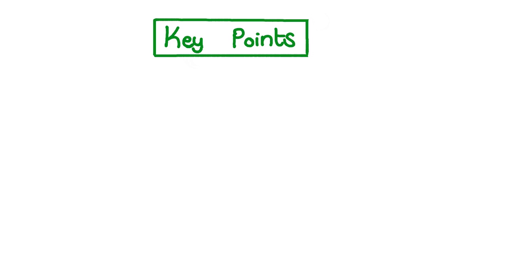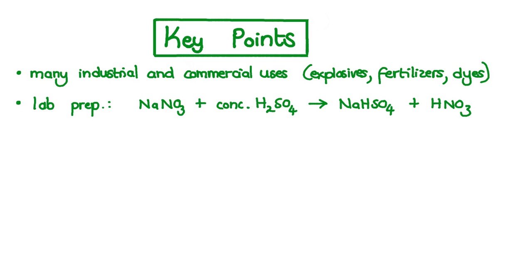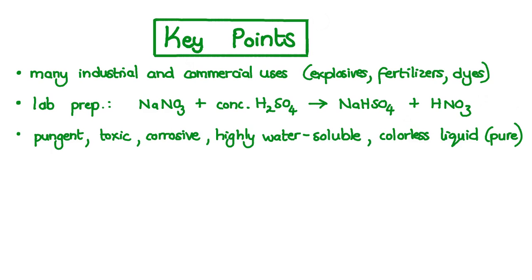Let's summarize some of the more important points. We learned that there are many industrial and commercial uses of nitric acid. It is a common starting material in the manufacture of explosives, fertilizers, dyes, and many other products. We learned that in the lab it can be prepared from sodium nitrate and concentrated sulfuric acid. We investigated some of its physical properties, which include its pungent aroma, its toxicity, the fact that it is corrosive and highly water-soluble, and that in its pure form it is a colorless liquid at room temperature.